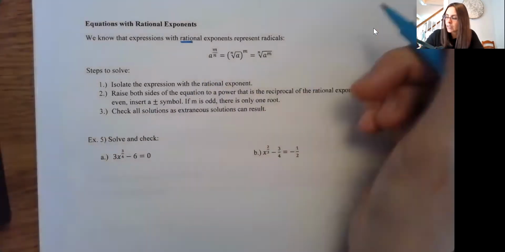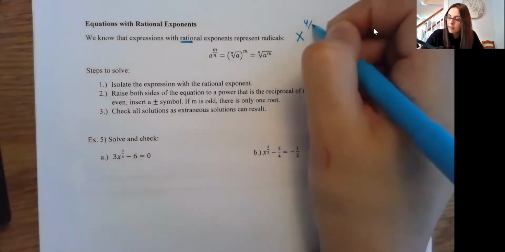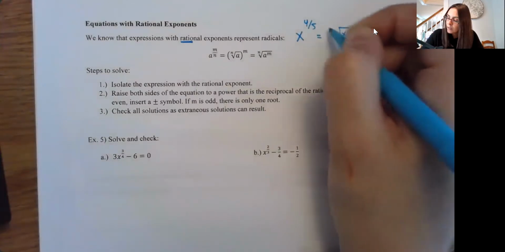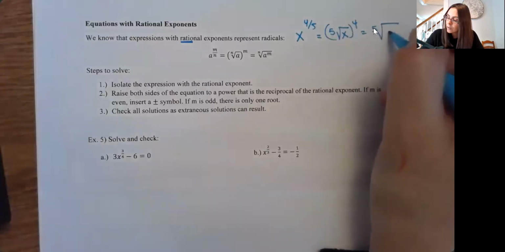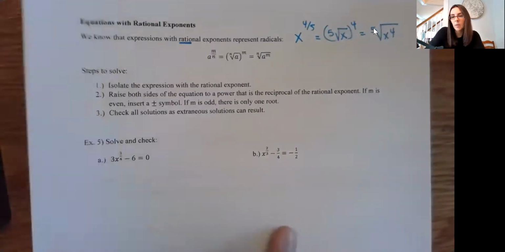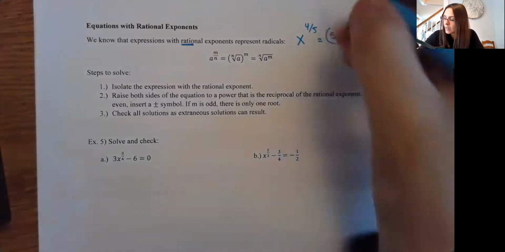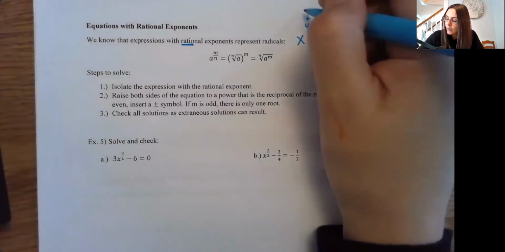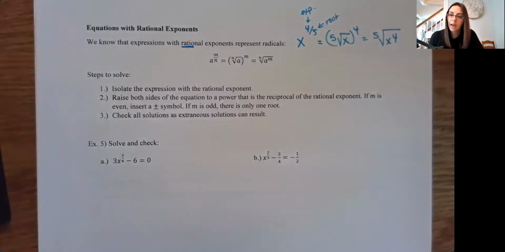Just for instance, let's say I have something like x to the 4/5. That is the same thing as having the 5th root of x to the 4th power. Or I can write it like this, the 5th root of x to the 4th power. So that exponent could either go inside or outside the root, it doesn't matter. But the key thing here is that your denominator is basically always the root, and then the numerator is like a regular exponent. So it's just another way to write radicals.